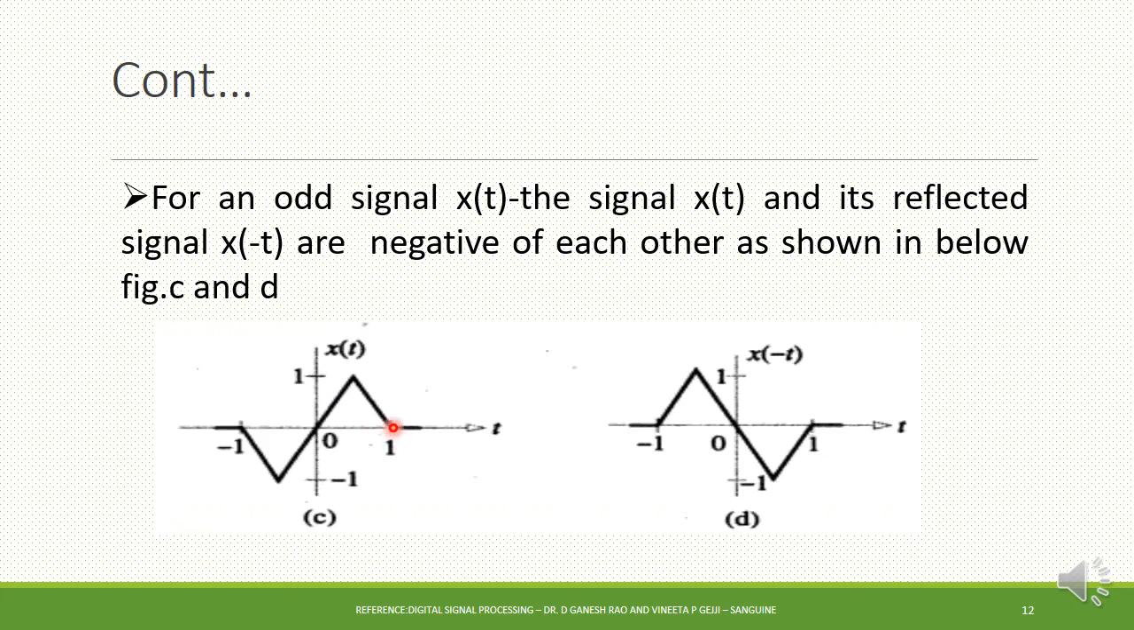This is our x of t signal. What happens to x of minus t? This comes to this side and this comes to this side. They are negative of each other. This is for the odd signal.